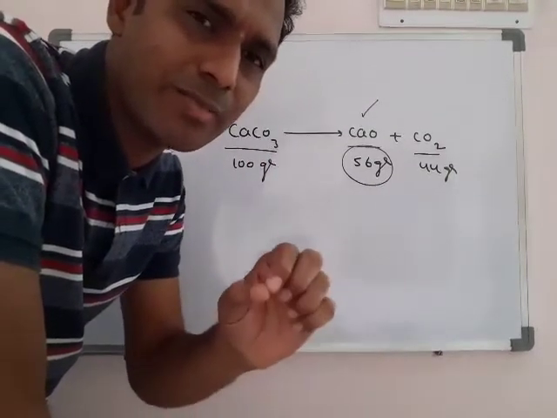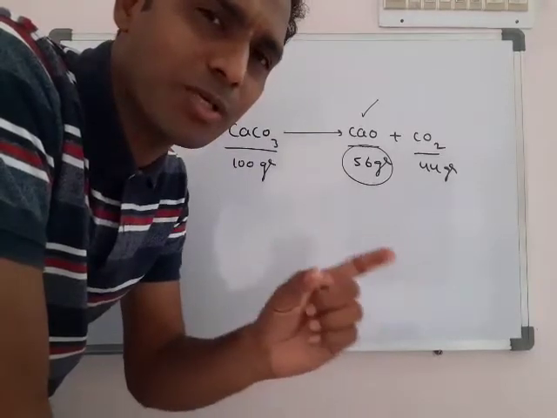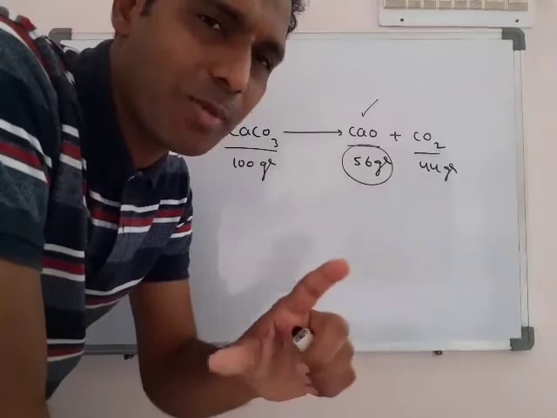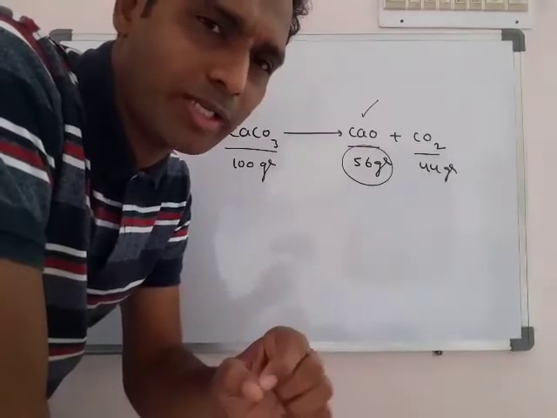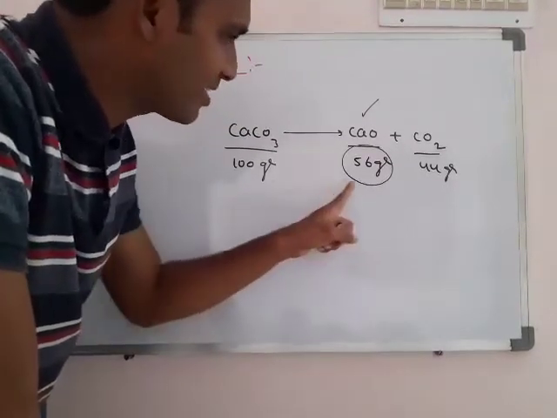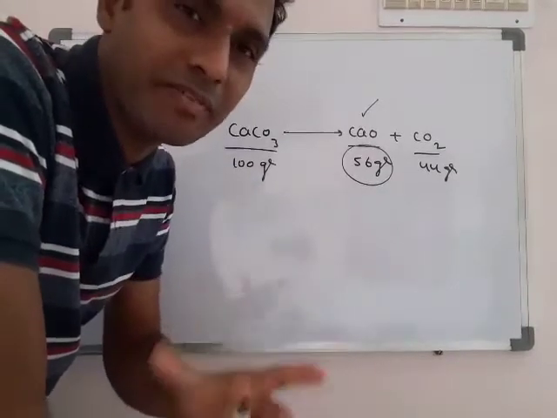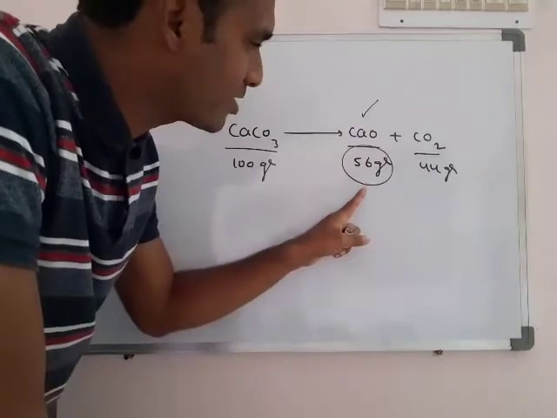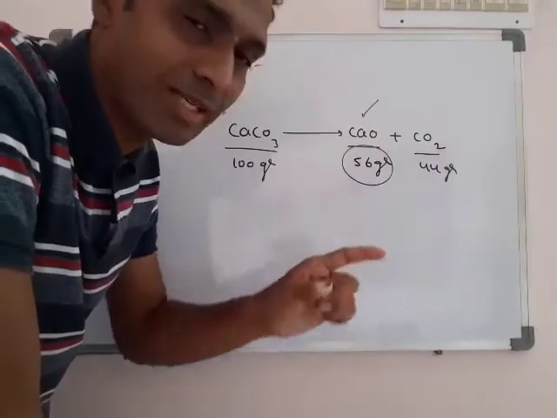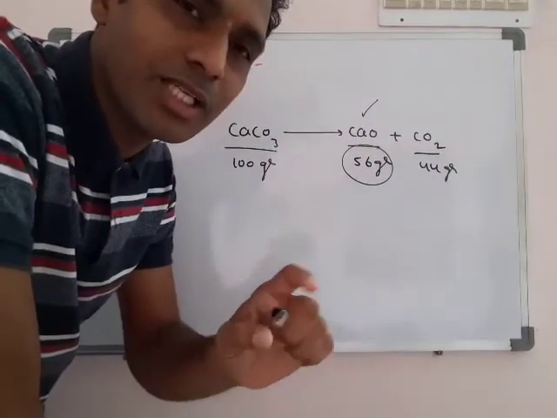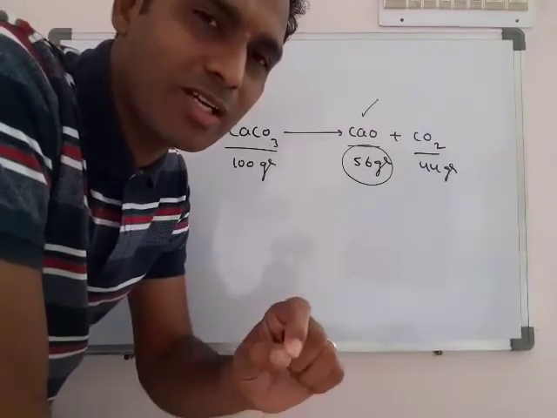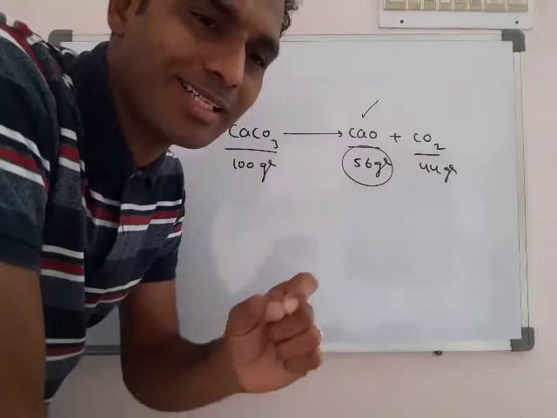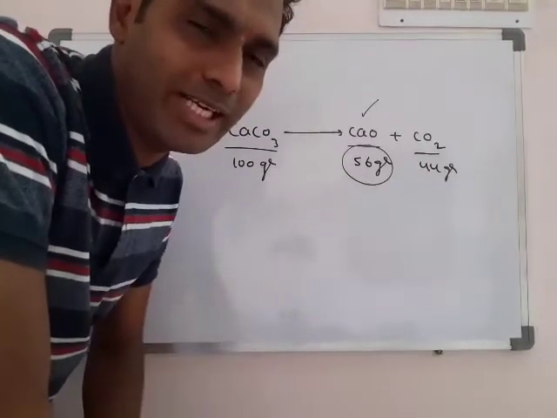So the product actually formed under the conditions, and the product we guess theoretically, there is a difference. So the comparison of the theoretical value, nothing but the calculated value, and the actual value, what we get when we do the experiment, that ratio is what we call percent yield.